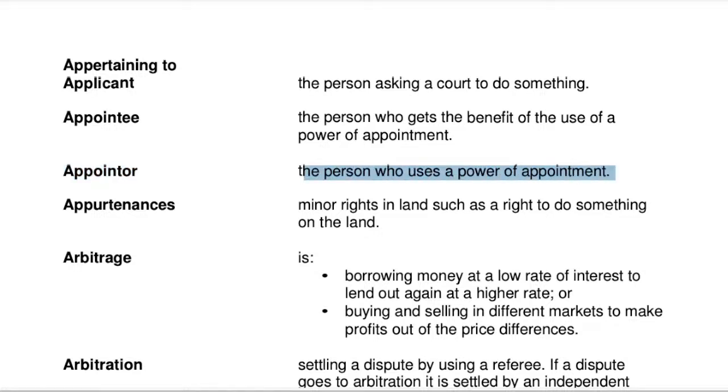So here we have the appointee, the person who gets the benefit of the use of the power of appointment. Then there's the appointor, the person who uses that power. This person gets the benefit of the use of the power, but this is the person who actually uses it. This appointee is getting the benefit. The appointor is the one that uses it.